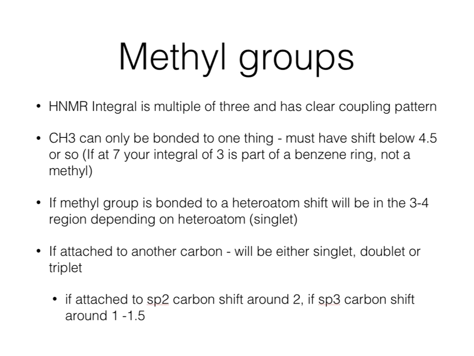If it's attached to another carbon, it'll either be a singlet, a doublet, or a triplet, depending on whether the carbon it is attached to has 0 hydrogens, 1 hydrogen, or 2 hydrogens. Can't have 3, that's ethane, and it's just a single molecule. If your methyl group is attached to an sp2 carbon, the shift will be around 2. If it's on an sp3 carbon, it'll be around 1 to 1.5, sometimes a little under 1.